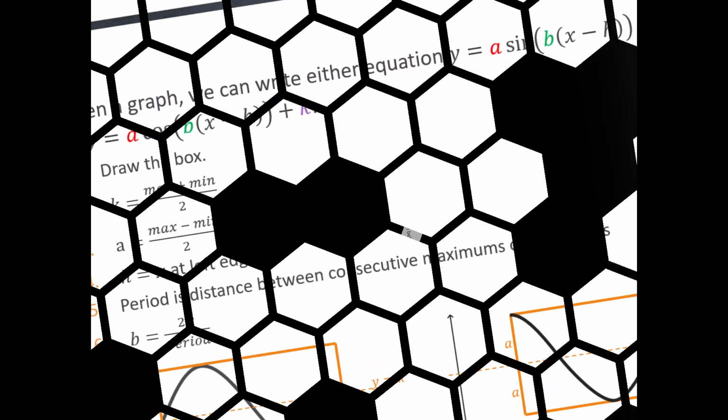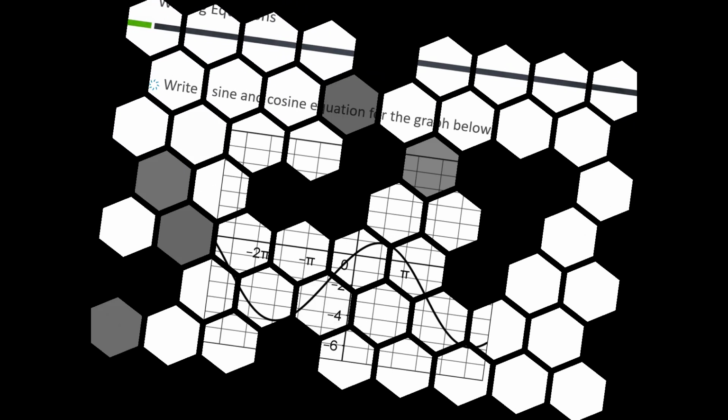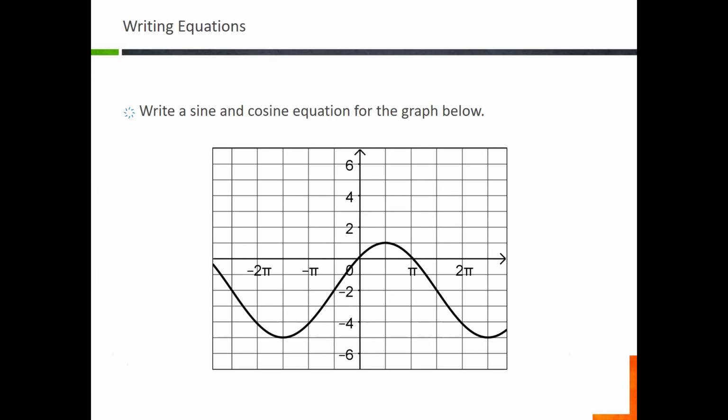All right, let's just try one example, and then we'll be done. So let's write out the sine and the cosine equation for the following graph. So our first step is to, in essence, figure out where's the middle of our graph. Sometimes it's actually easier to start with the top and the bottom. So I know the top of my graph is here at 1, and the bottom is down here at -5. So I know the entire graph is between 1 and -5.